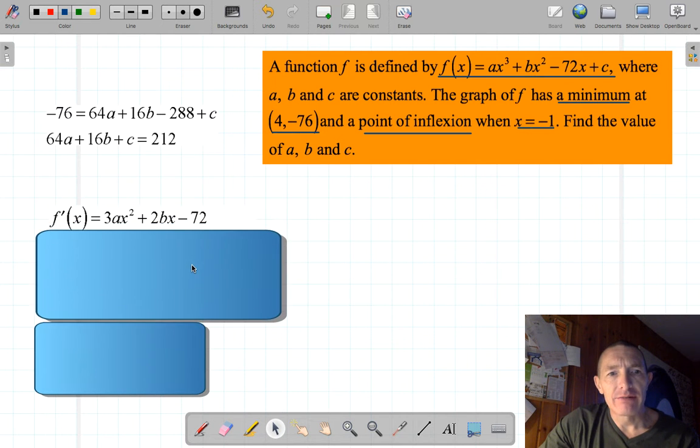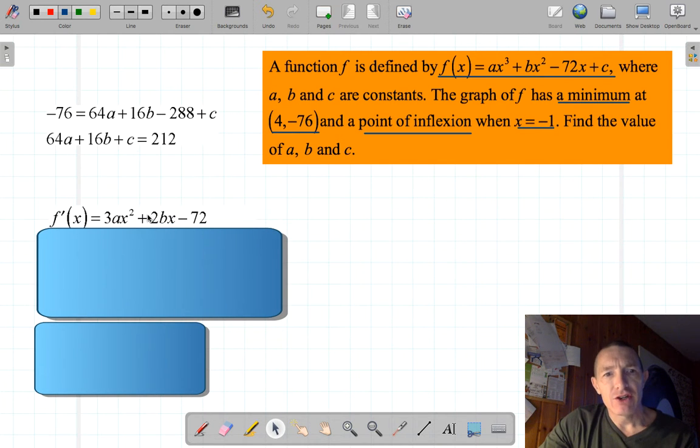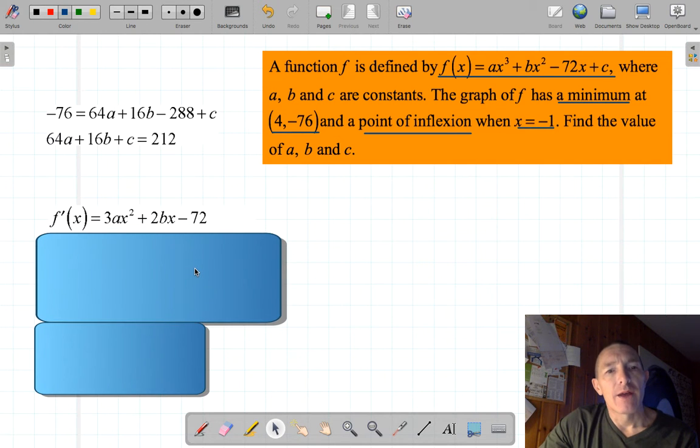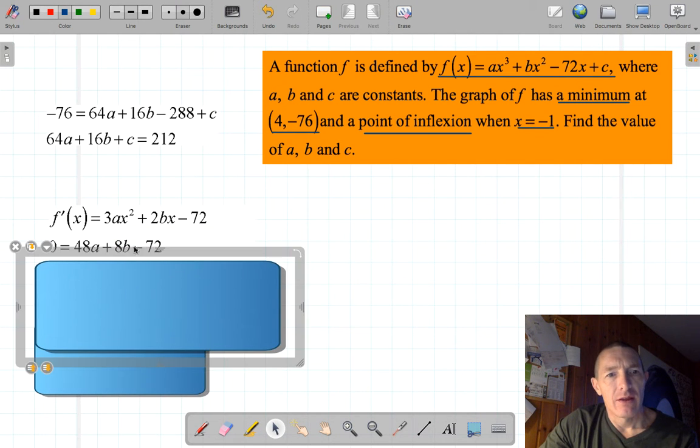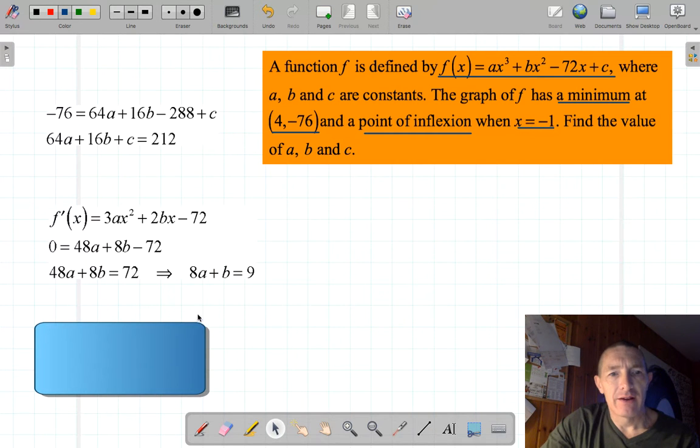The graph has a minimum at this point. So what I've done here is I've differentiated. When I differentiate, I get 3ax squared plus 2bx minus 72, and I put 4 in for x, and this will be 0. And then I simply divide everything through by 8. I've made a little typo here. That's actually going to be 6a there. So it's 6a plus b equals 9. I divided all those through by 8.